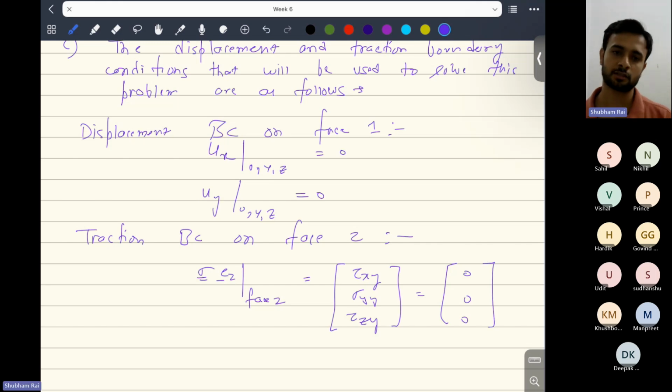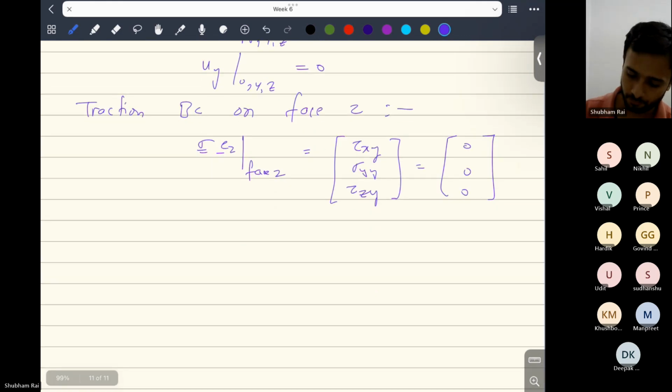Remember, we need to solve the stress equilibrium equations. The third stress equilibrium equation is already satisfied. Only the first two stress equilibrium equations need to be solved. And for that, we need some boundary conditions because there are only two equations and we have six stress components. So we need more equations. Okay, so we'll use these boundary conditions for solving.